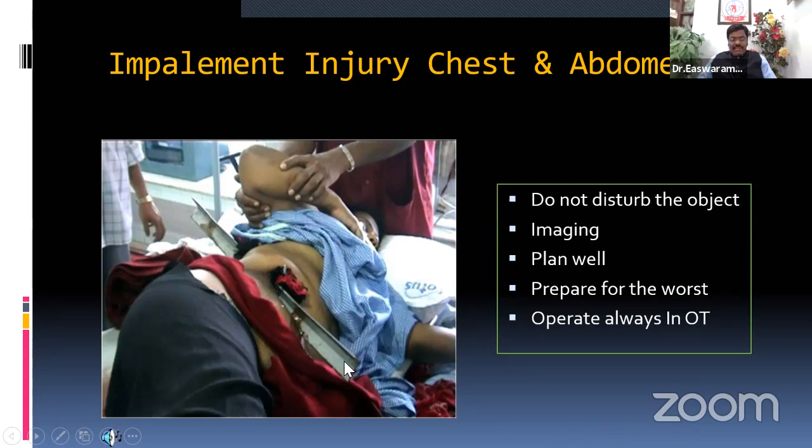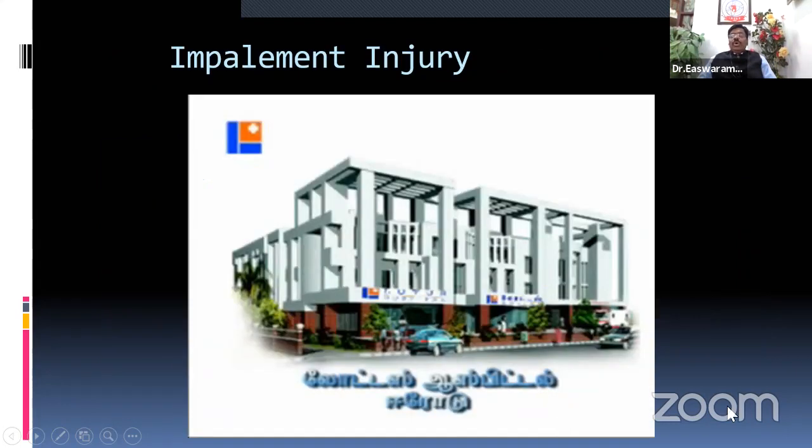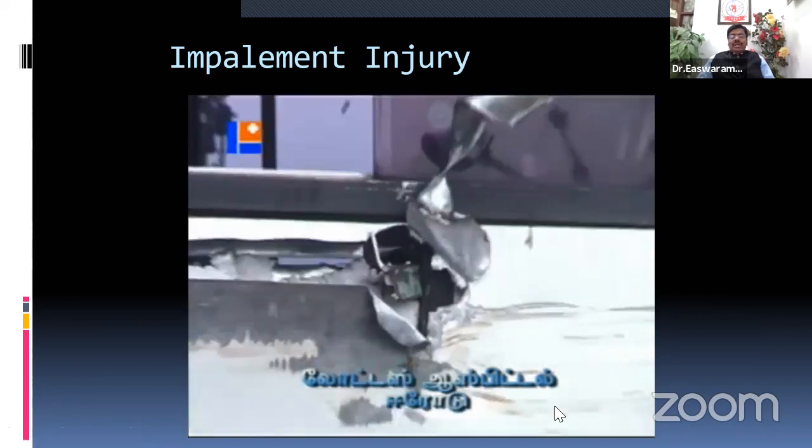A patient was traveling in a bus. One of the iron rods from another van, when it was colliding with this bus, actually impaled not only through the bus, but also through this patient like this. So such patients are also coming. You should be able to bravely counter this patient as far as the emergency is concerned, how to get the patient onto the operating table.